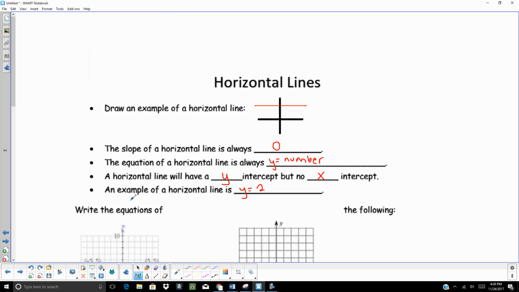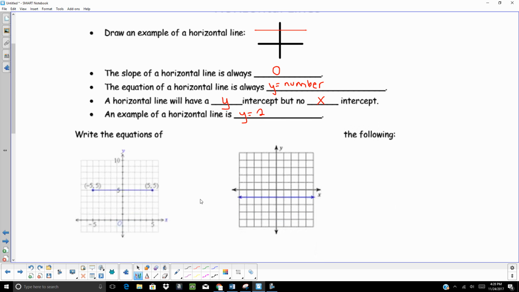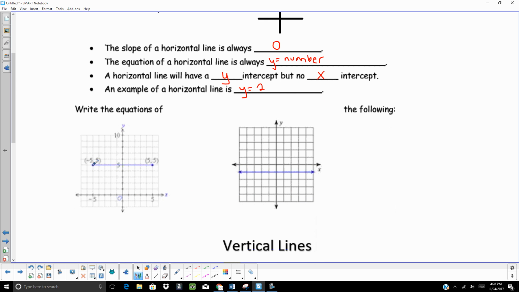So I paused there for a second. I'm sorry about that. An example of a horizontal line would be y equals, and it could be any number. So if I wanted to write the equation of this one, I notice that my y-intercept is 5, and my y-coordinates are both 5. So here, the equation would be y equals 5. Try the second one on your own. You might want to hit pause for a second.